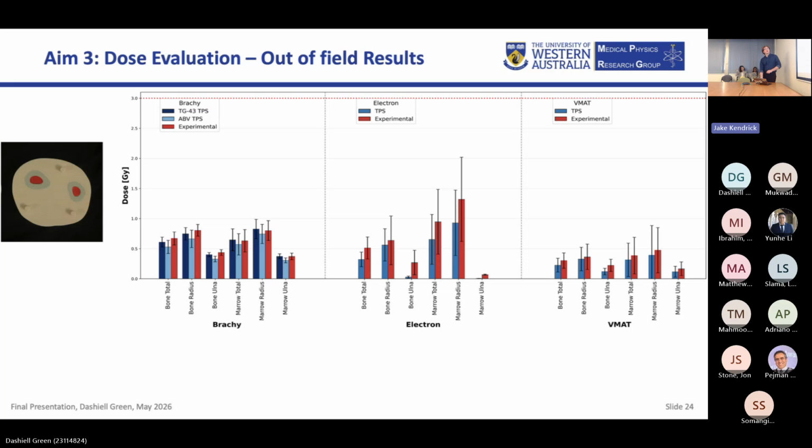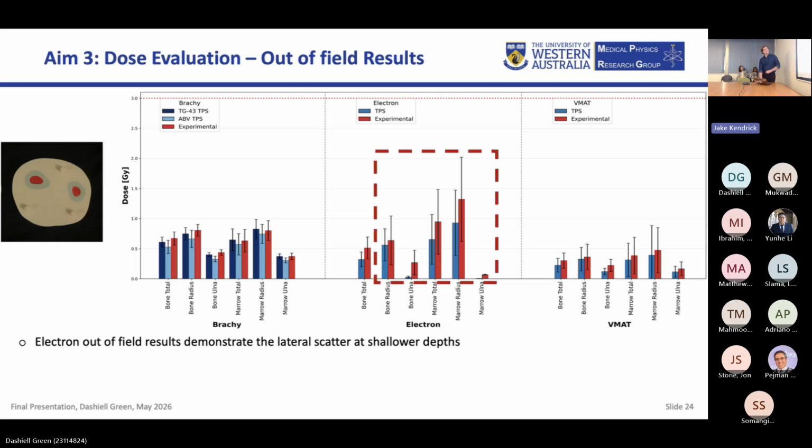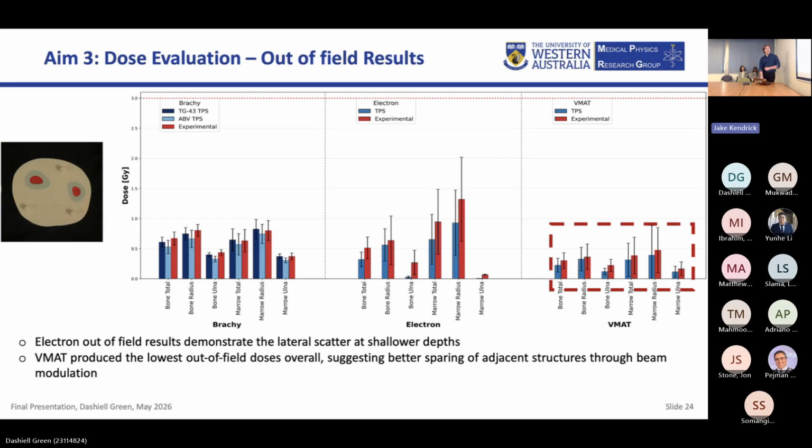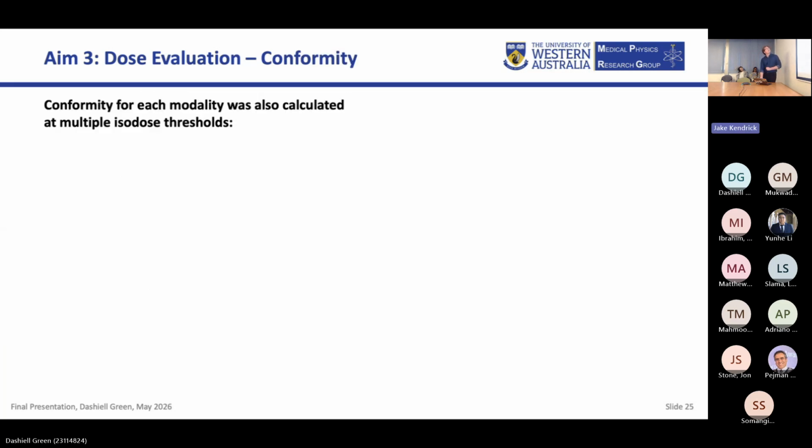And then we have our out-of-field results here as well. And so the electron actually shows the lateral scatter. Only the 2 bottom films included marrow. And because there are quite high error bars, the close one demonstrates a much higher dose in these lateral regions close to the treatment area. And VMAT produces the lowest outer field doses, suggesting the better sparing of the adjacent structures through the beam modulation, although brachytherapy isn't too far behind on that metric.